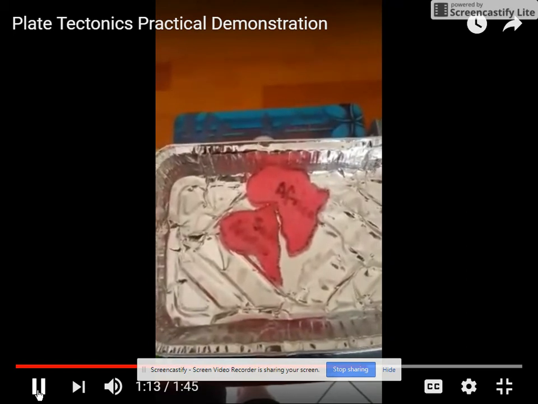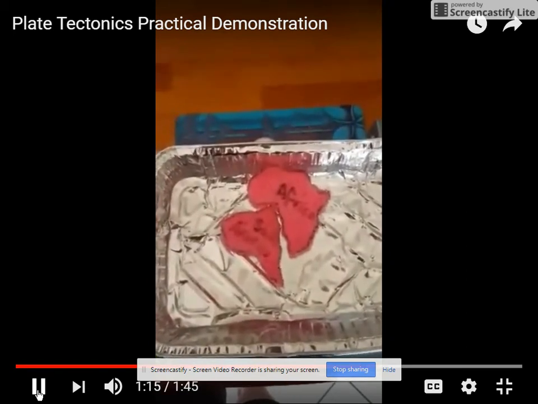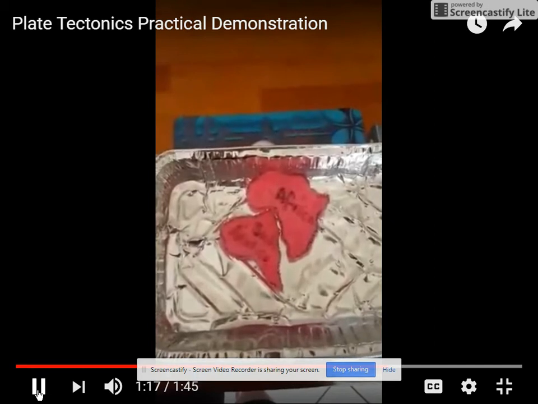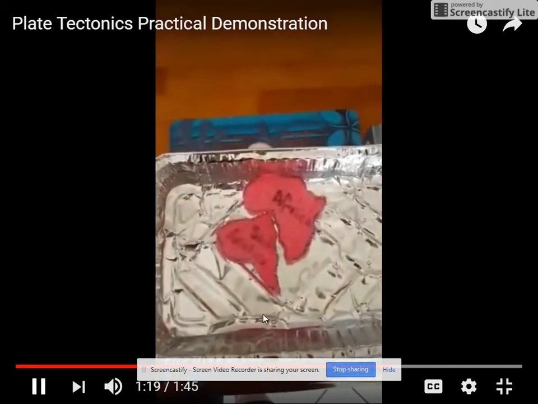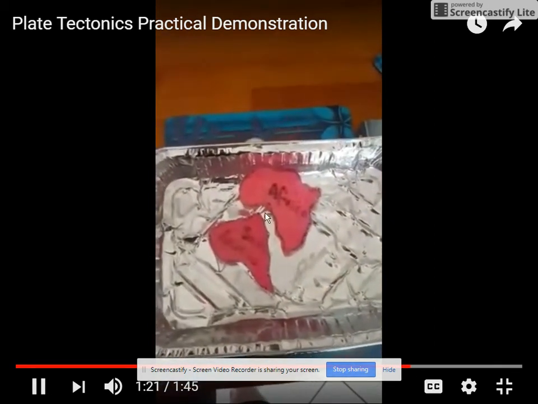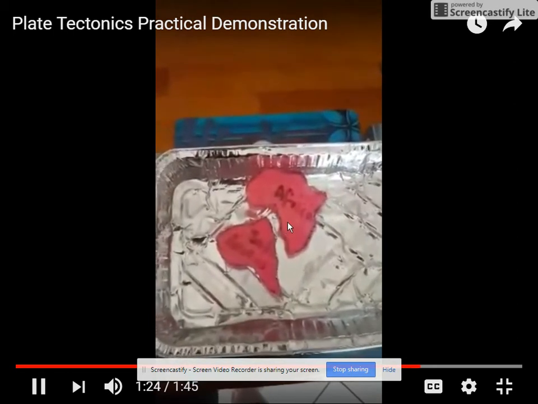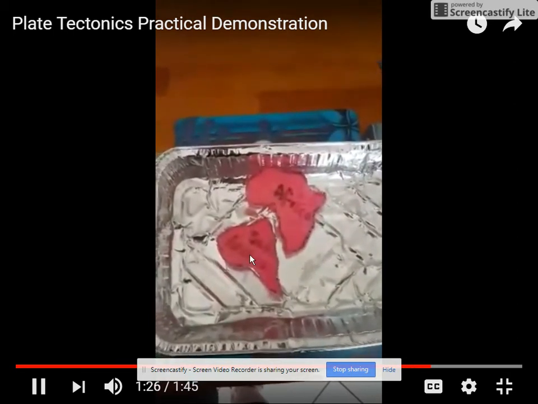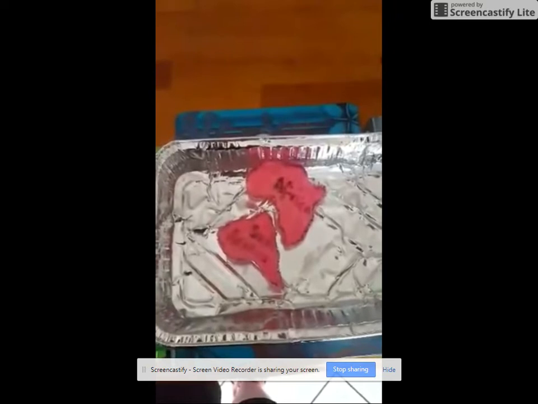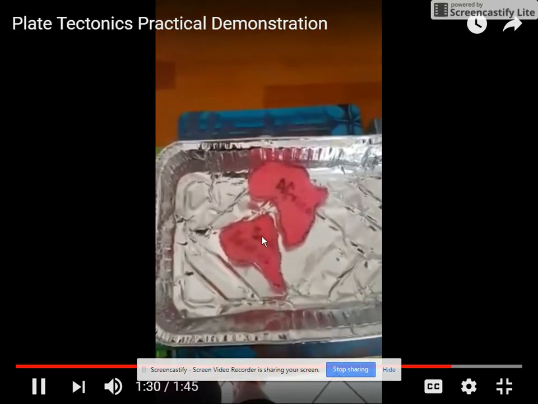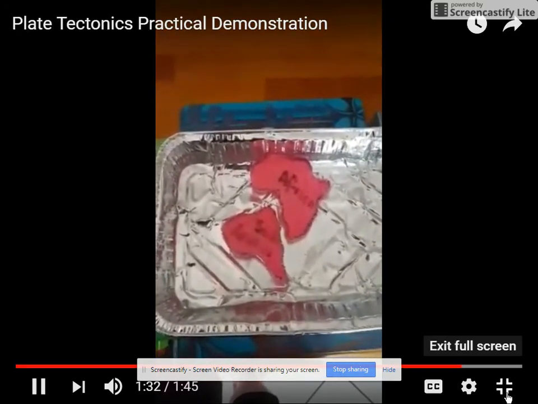Okay, this one doesn't quite show them moving apart. But there it goes. She shows it here. They're, in quotations, drifting apart, but really it's that hot mantle, or those convection currents in the mantle, that are causing them to move.